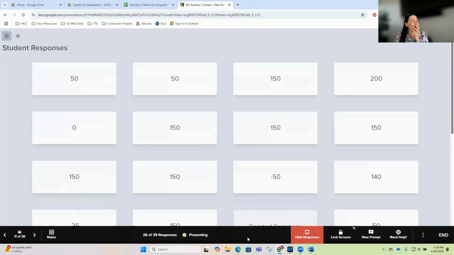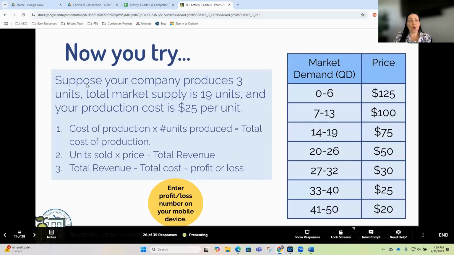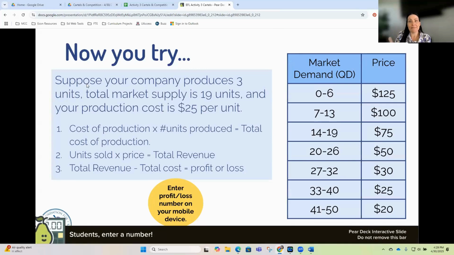So let's go back and look at the worksheet here and find out who was right. If the total market supply is 19, then we look over here in our demand forecast and see that when 19 are supplied, that intersects with our demand curve at $75. So you're going to be able to sell each one that you produce at $75. How many did you produce? 3, thank you.